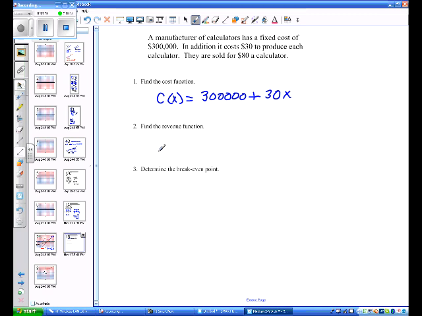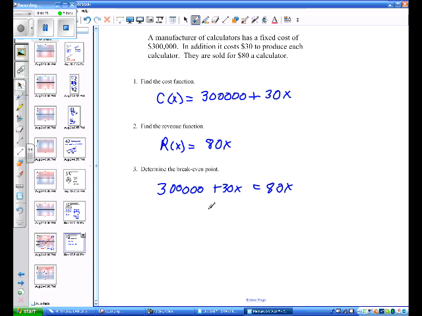Okay, we want to find the revenue function. That's how much we sell each calculator for. That's the money we're going to make. Well, we're going to sell each calculator for $80. Okay, we want to figure out the break-even point. Well, that's when cost equals revenue. So that would be 300,000 plus 30x equals 80x. We want to know when those are equal.